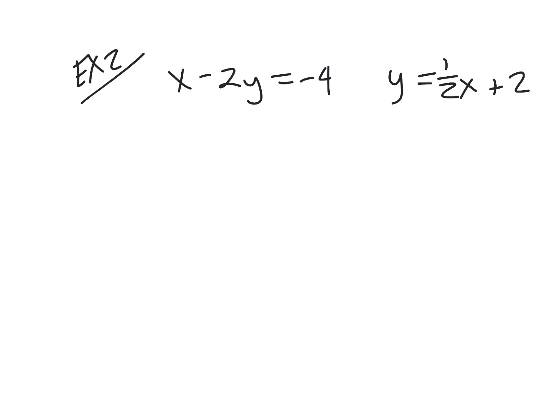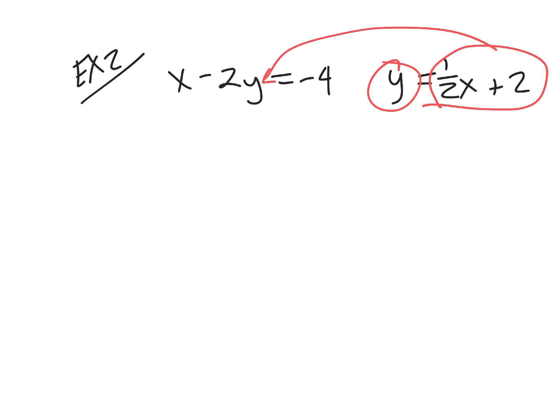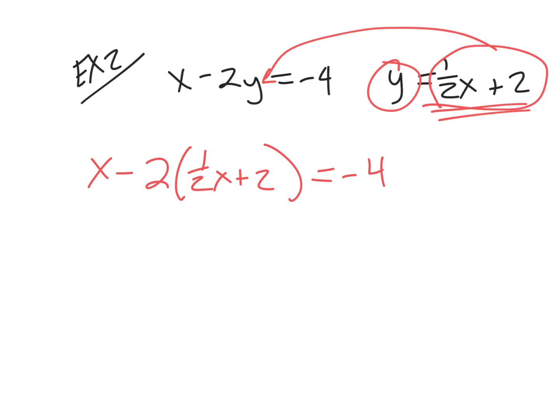All right, so first of all, what's the one thing I need to do? What method do you want to use? Substitution, elimination, or graphing? Substitution. We could do substitution because this one is already solved for y. So we take this whole thing and plug it in where the y is. I have x minus 2 times, and then I write this whole thing over here, 1/2 x plus 2, equals negative 4.